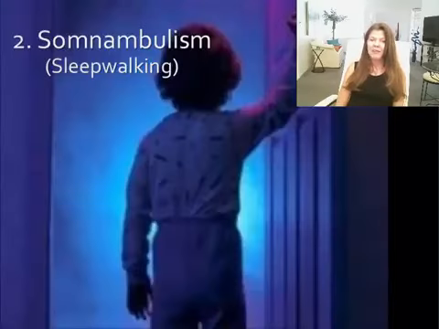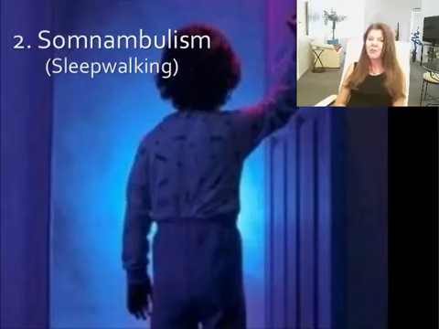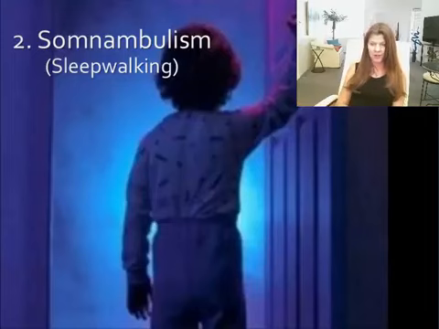Number 2, somnambulism is otherwise known as sleepwalking. This is not what most people think it is. So unlike the stereotype, sleepwalkers do not walk with their arms out in front of them and with their eyes closed. Sleepwalkers are not acting out their dreams. This is something very different called REM behavior disorder.